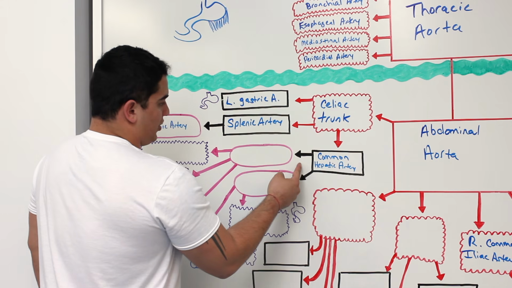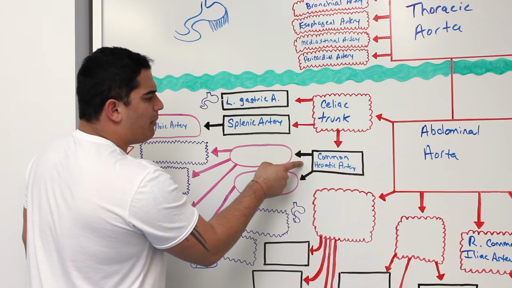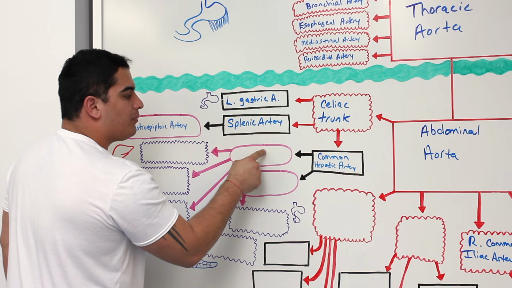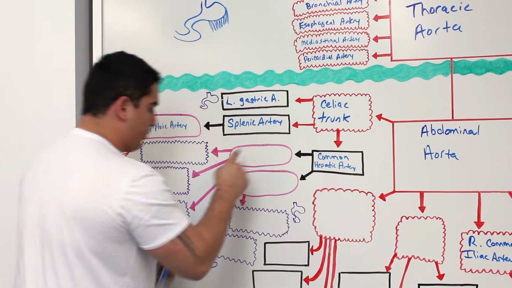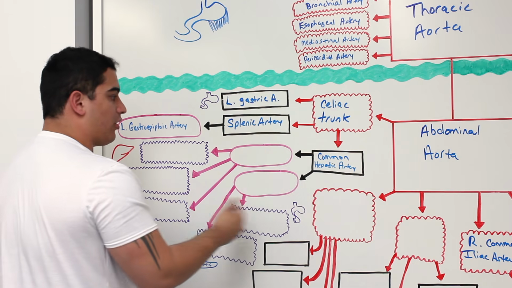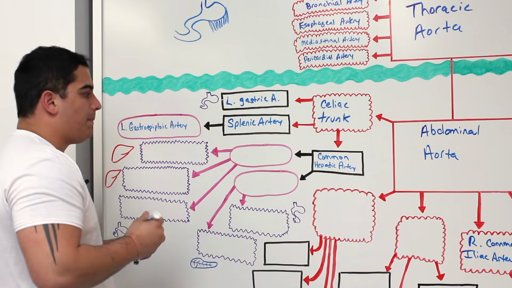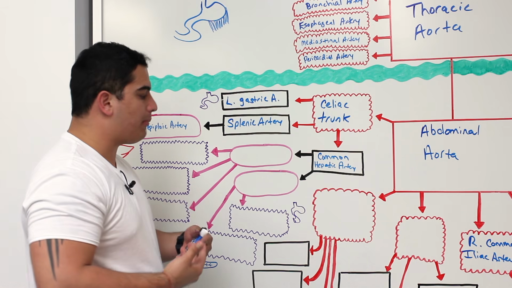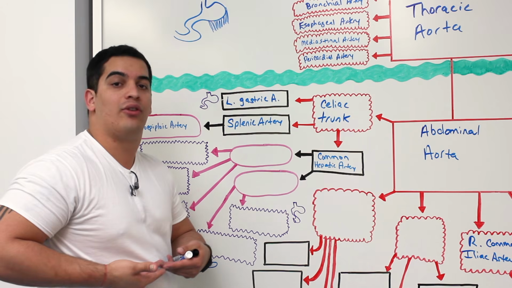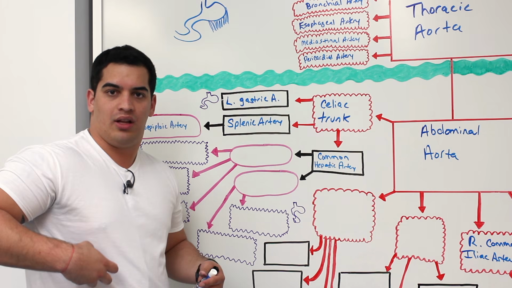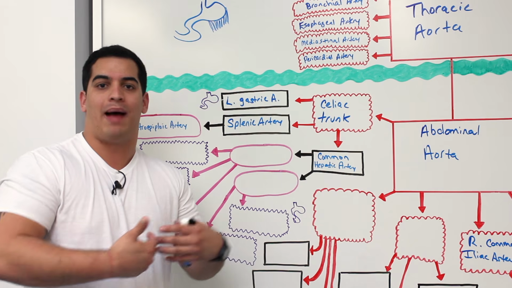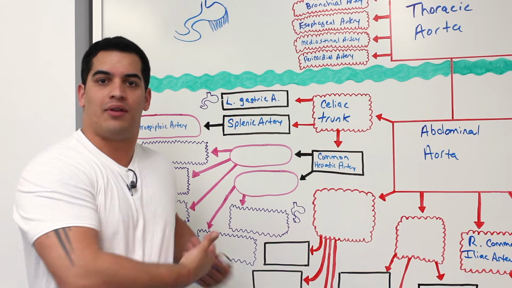One of the branches off the common hepatic artery, let's go this way first, is called the hepatic artery proper. And again, some people will ask, is it the right or the left? Hepatic artery proper just says that it's going to the liver. In normal individuals, the liver is on the right side, so we don't say right hepatic artery proper, because there's no liver on the left side.